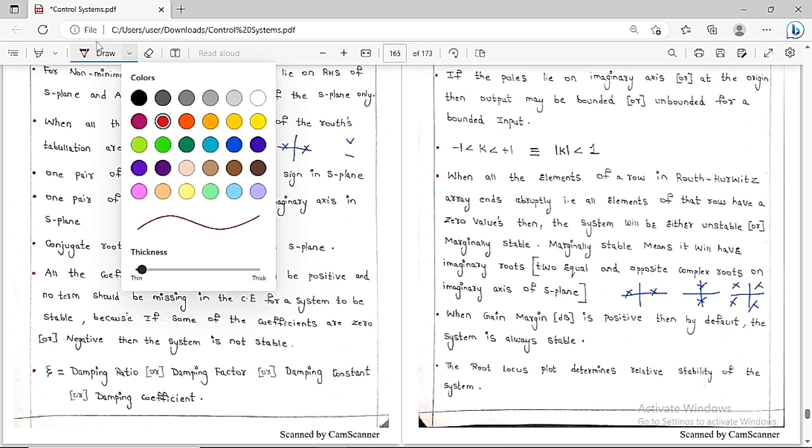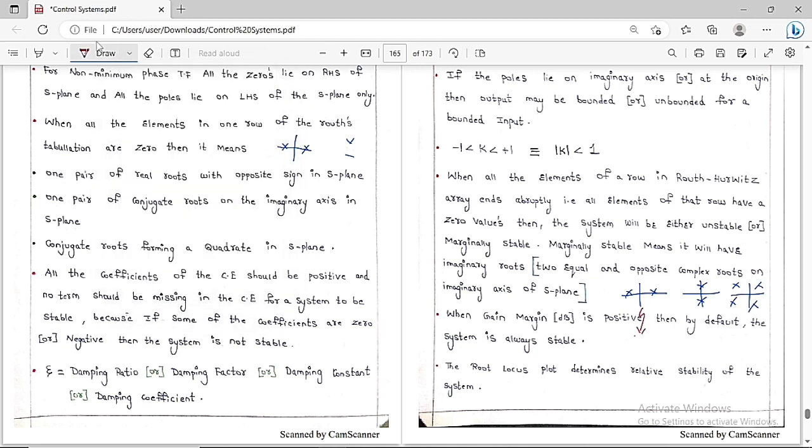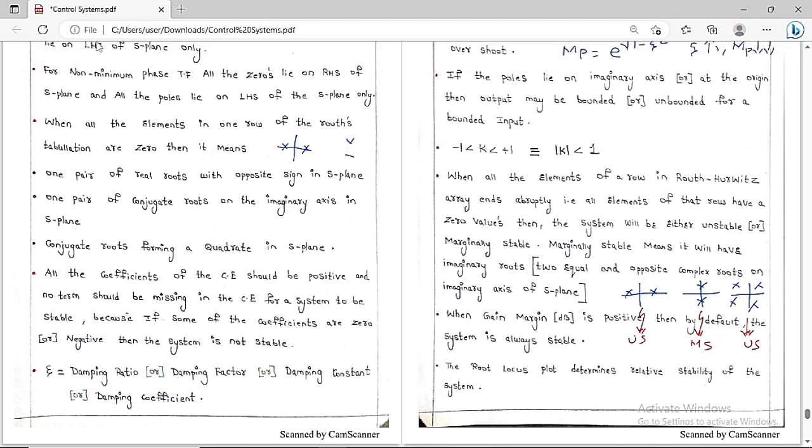So you can see clearly here, in this case we can say this is said to be an unstable system because one pole is also repeated. So this is called a marginally stable system, and this is called an unstable system. Only two cases are possible, either unstable or marginally stable, but there is no completely stable case. Out of these two cases, only one is going to happen.